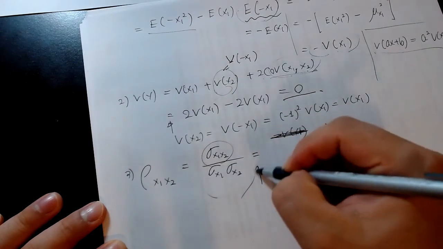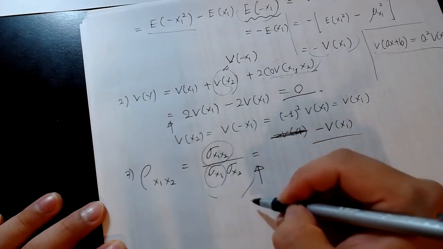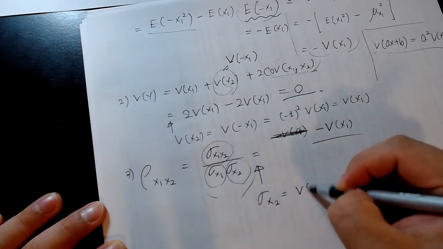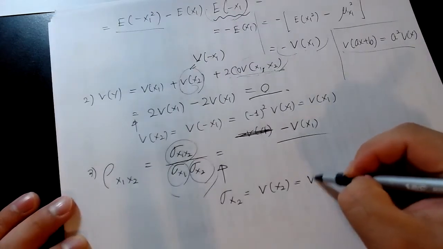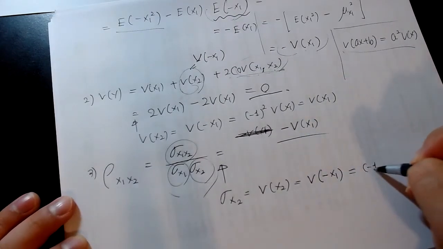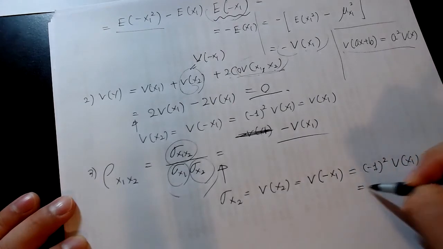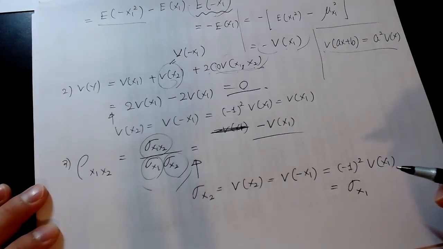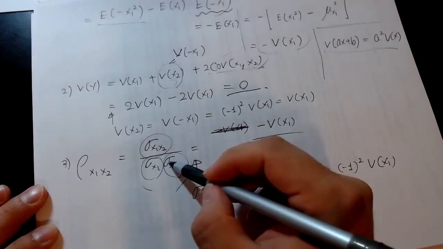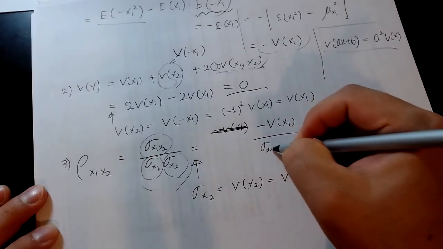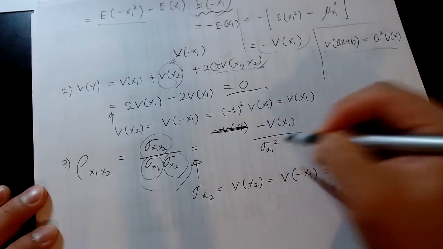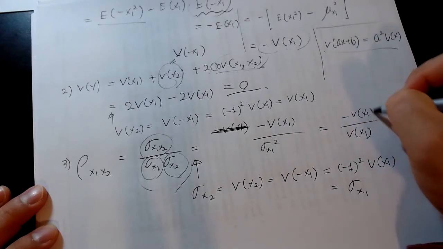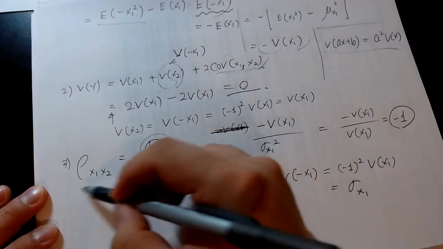Here, sigma x2 is what? Sigma x2 is going to be the variance of x2. This is equal to the variance of negative x1, which is negative 1 squared times variance of x1, which is sigma x1. So sigma x1 times sigma x2 is nothing but sigma x1 times sigma x1, which is sigma x1 squared. But sigma x1 squared is what? Variance of x1. Right? So we got negative 1. You see the correlation, we got just negative 1.